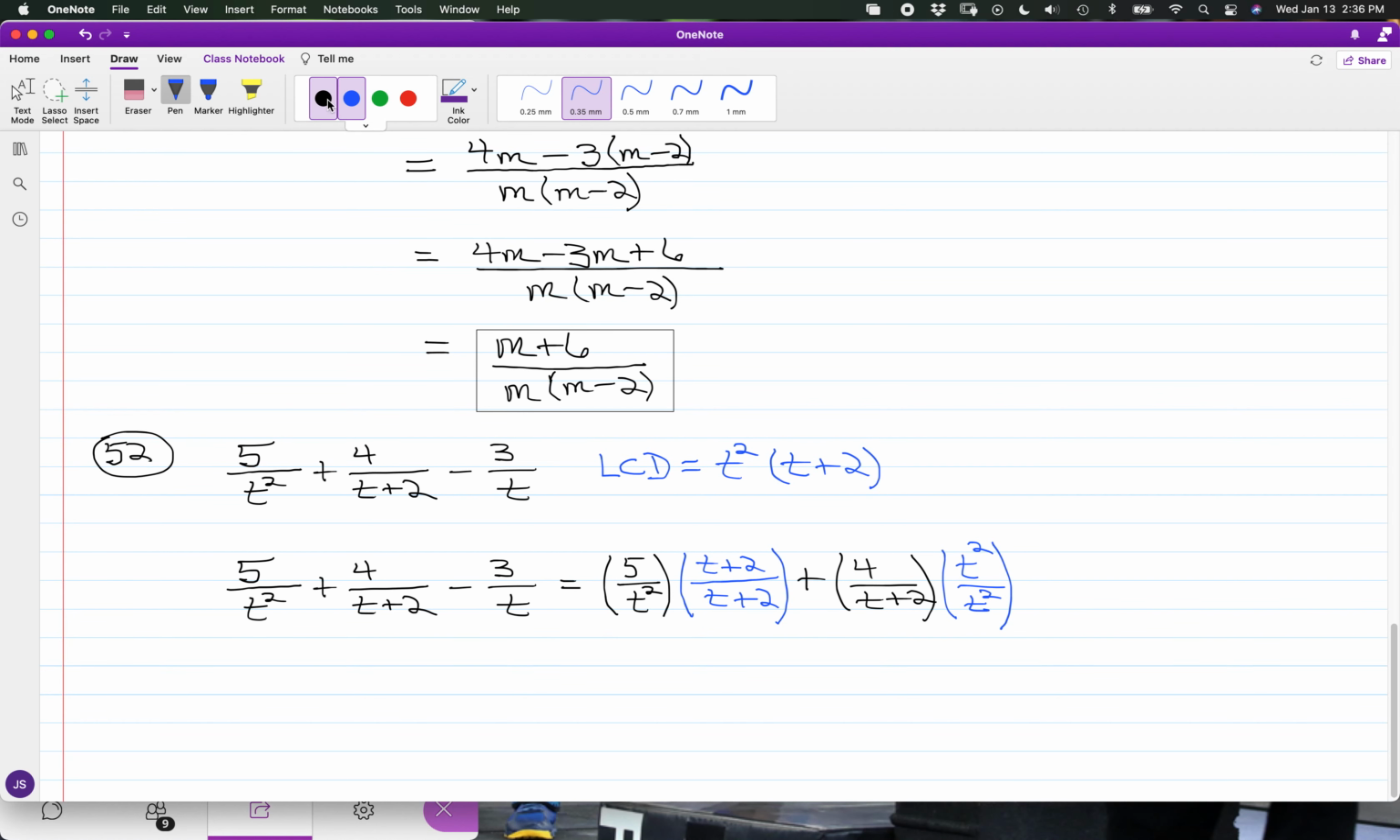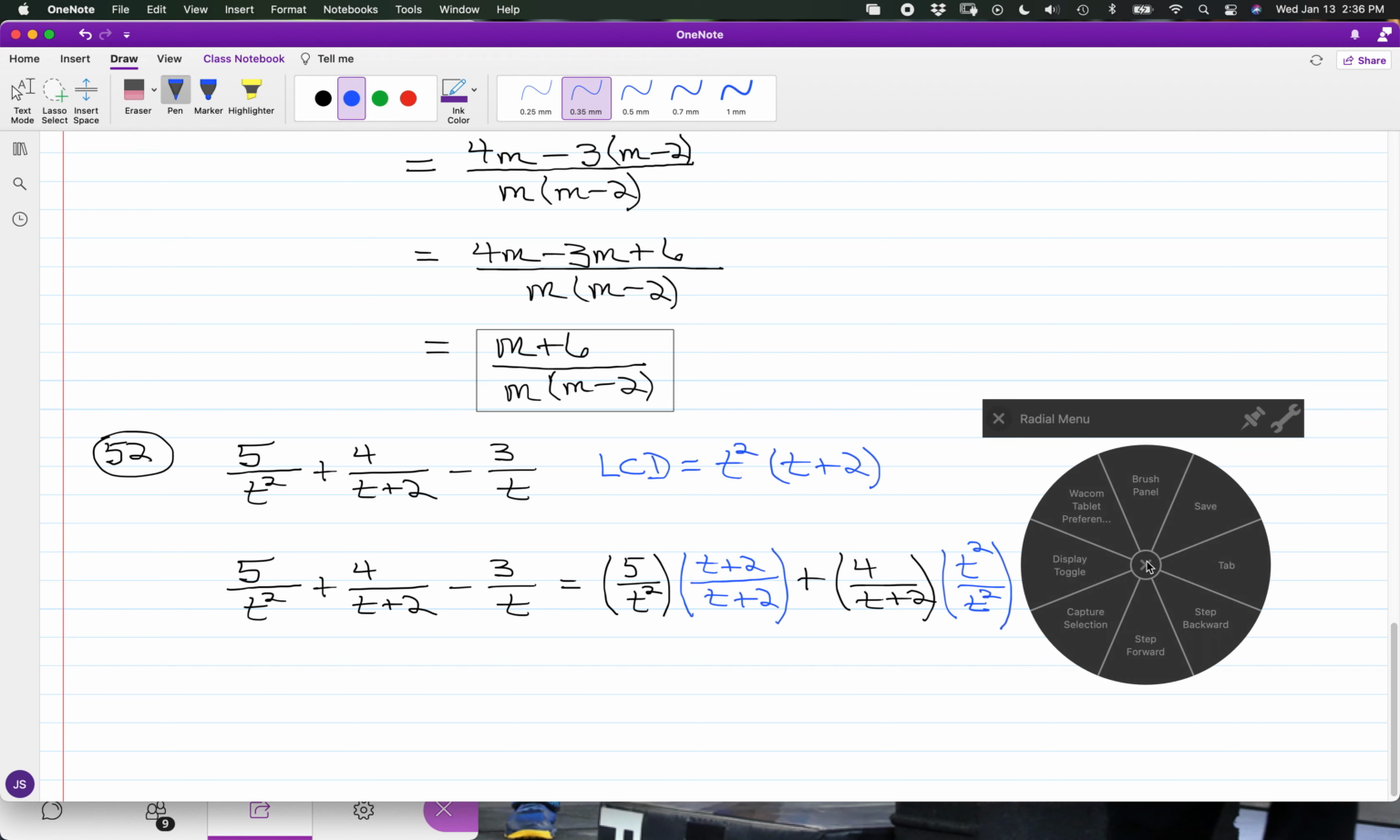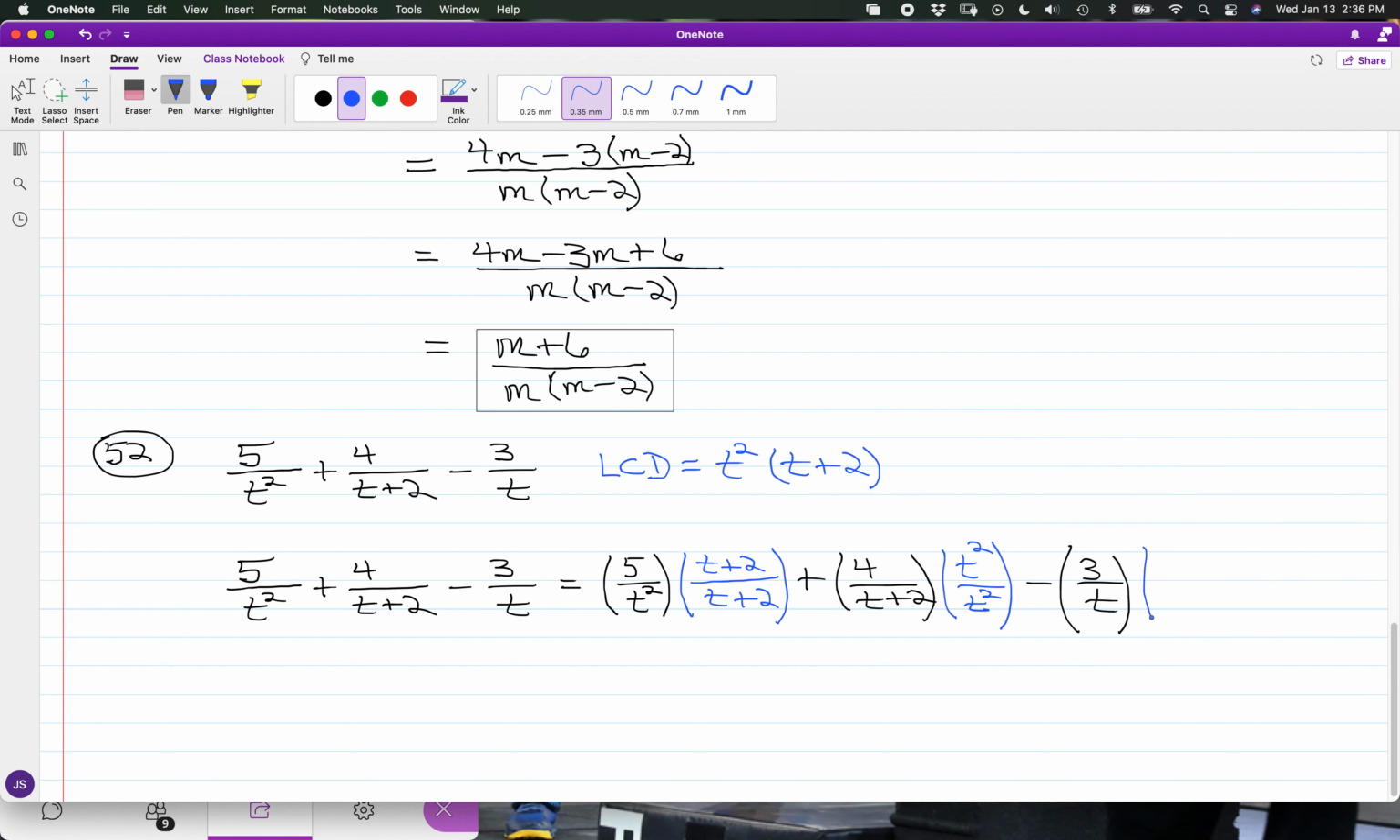Now for the last ratio, this is perhaps the trickiest part, because you have partial representation of one of the LCD factors. If you notice, we have t, but that is only part of t squared, so you still have a degree in t left over. And furthermore, we have the t plus 2 factor from the LCD.